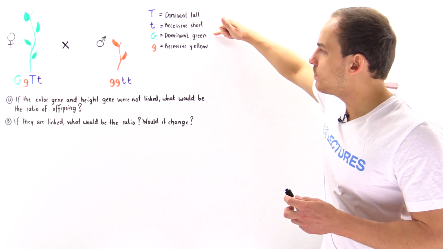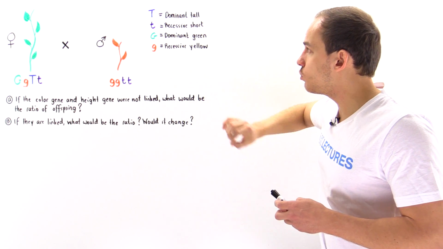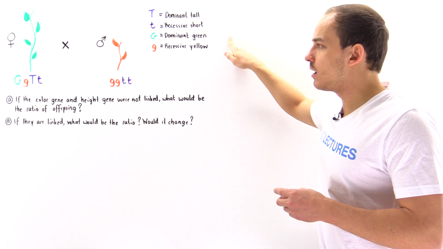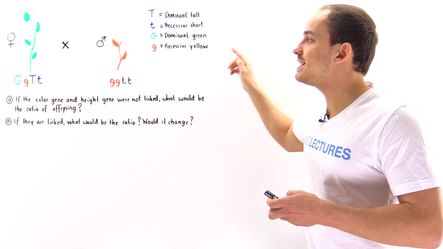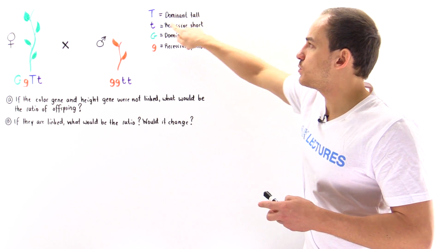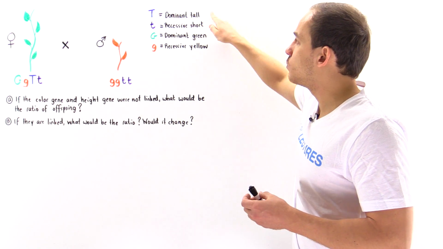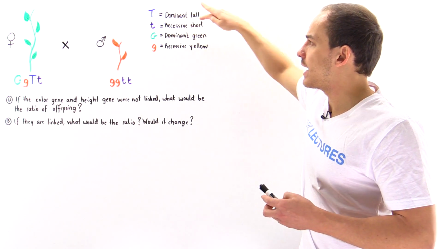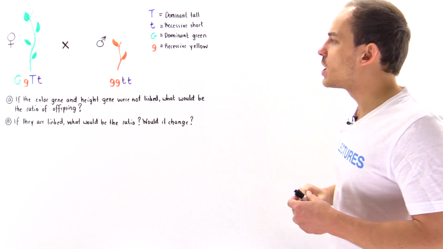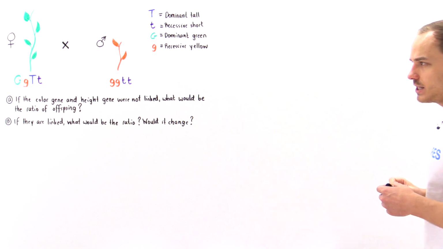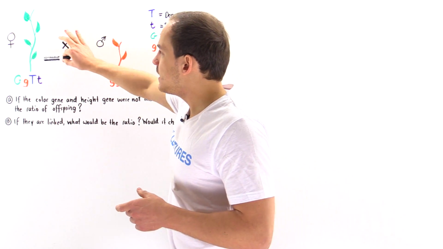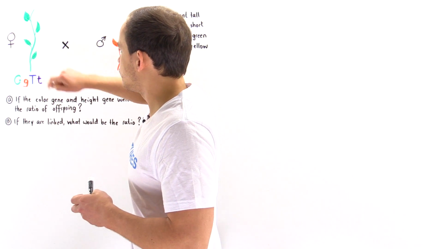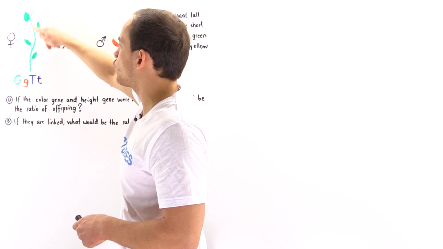So we have uppercase G, which is the gene that codes the dominant green color, and we have the lowercase g that codes for the recessive yellow color. Likewise, we have uppercase T, which codes for the dominant tall trait, and lowercase t, which codes for the recessive short trait. So the phenotype of the female individual is a tall plant and a green plant.